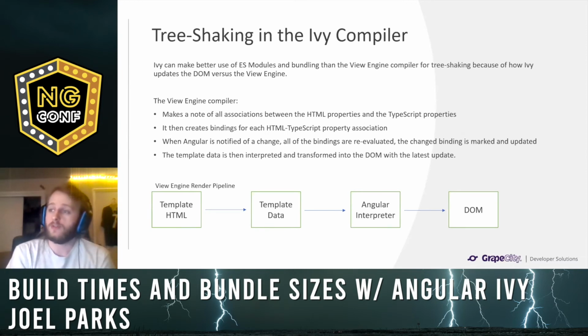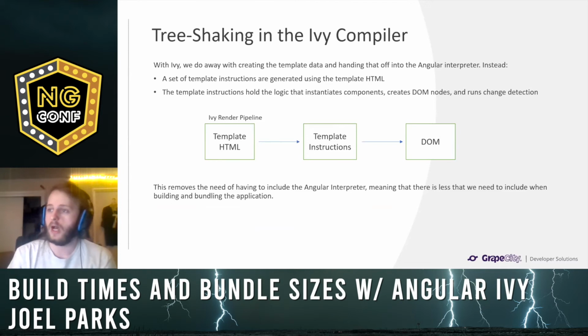Ivy can make better use of ES modules and bundling than View Engine because of how Ivy updates the DOM versus how View Engine would do it. When View Engine updates the DOM, and you can kind of see this in the View Engine render pipeline image, it makes a note of all of the associations between the HTML properties and TypeScript properties. It then creates a binding between these associations. When Angular gets notified of a change, all of the bindings get reevaluated, and the changed binding is marked and updated. And then the template data is taken by the Angular interpreter and transformed into the DOM with the latest updates.